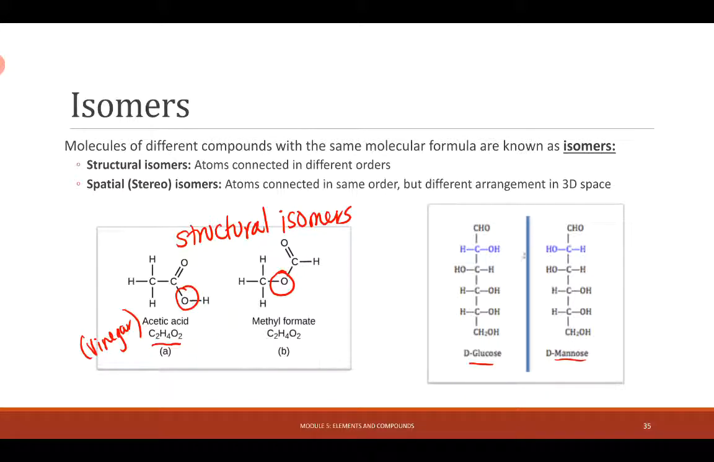And so since they are different, they do have different chemical properties, and so they are different substances. And so these are spatial isomers, also known as stereoisomers. I think your book calls them spatial isomers, meaning they are different in space.